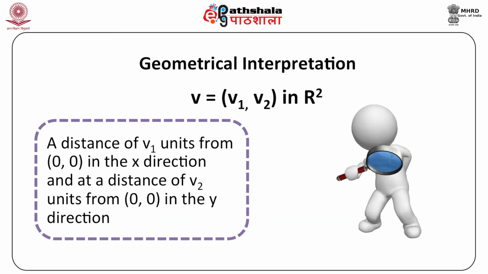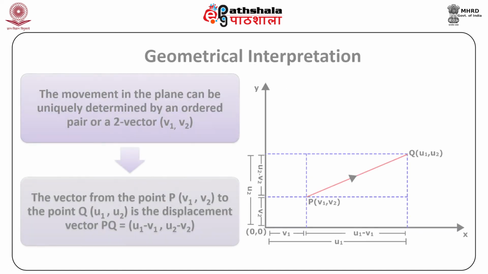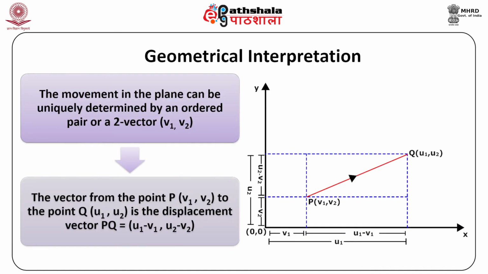Geometrical interpretation. A vector v = (v1, v2) in R squared can be geometrically represented in the plane by a point which is at a distance of v1 units from (0, 0) in the x direction and at a distance of v2 units from (0, 0) in the y direction. Therefore, the movement in the plane can be uniquely determined by an ordered pair or a 2-vector (v1, v2).